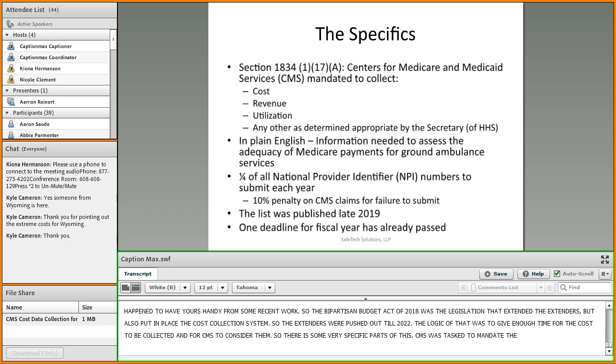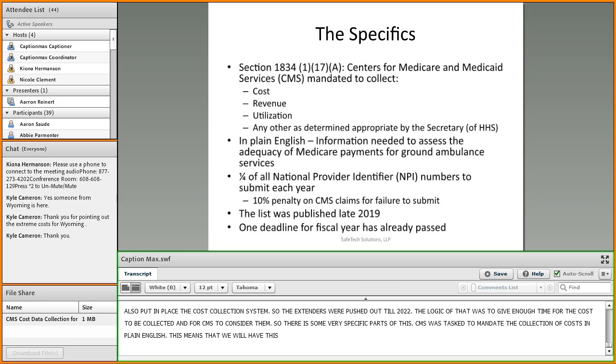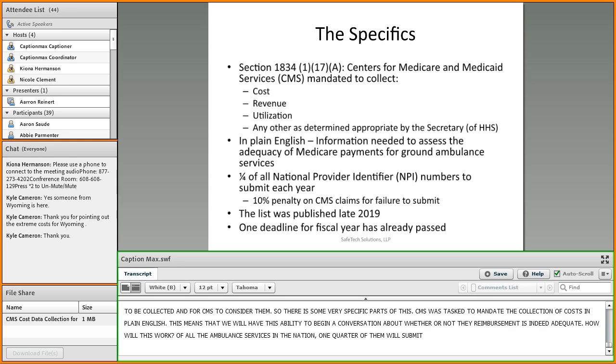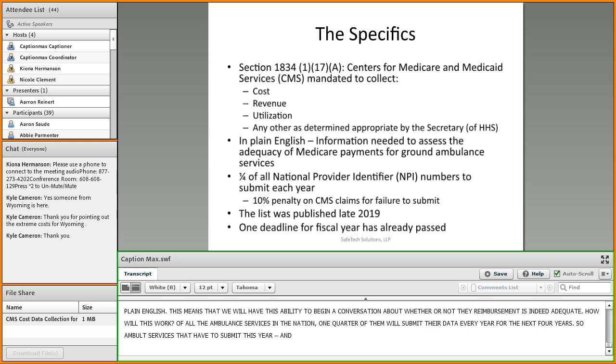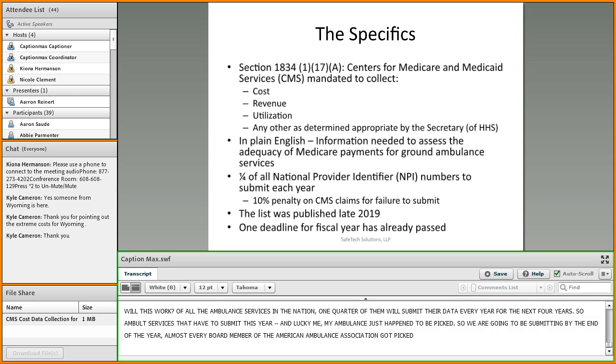So the Bipartisan Budget Act of 2018 was the legislation that extended the extenders, but also put in place the cost collection system. So the extenders were pushed out to 2022, and the logic of that was to give enough time for the costs to be collected and for CMS to consider them. So there's some very specific parts of this. CMS was tasked to mandate the collection of costs. In plain English, this means that we'll have this ability to begin a conversation about whether or not the reimbursement is indeed adequate.